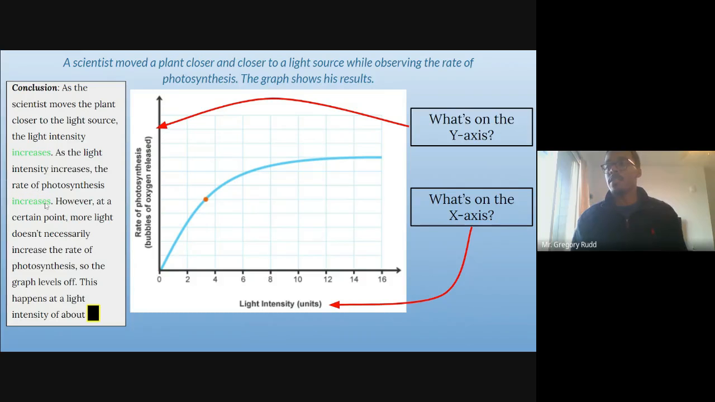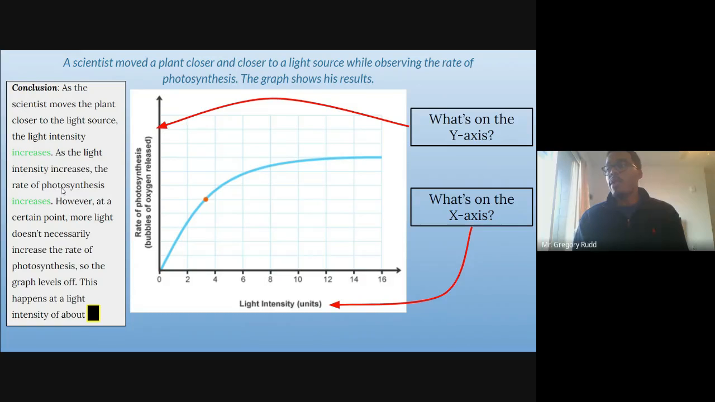Okay, so increases. This is what we would call a direct relationship, a directly positive relationship. As one thing increases, the other thing also increases. That's why we call it a direct relationship, directly positive.